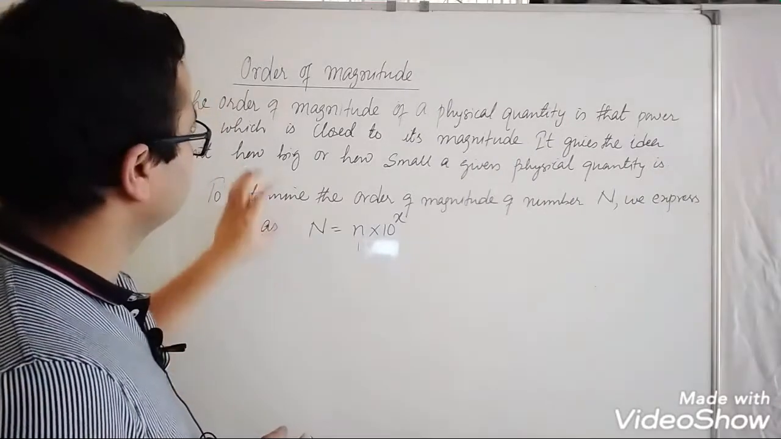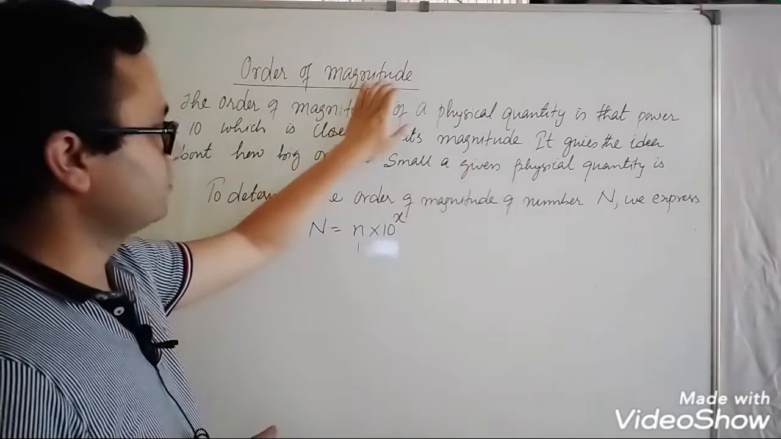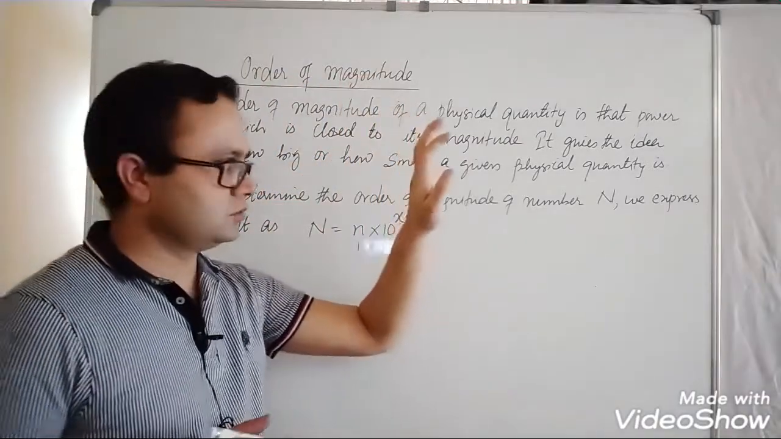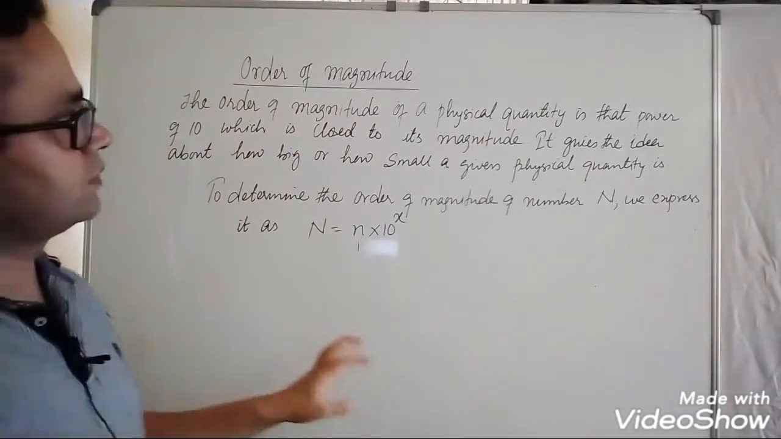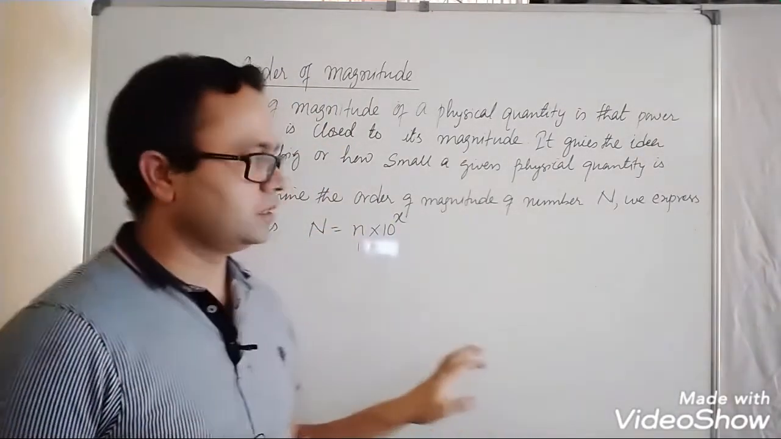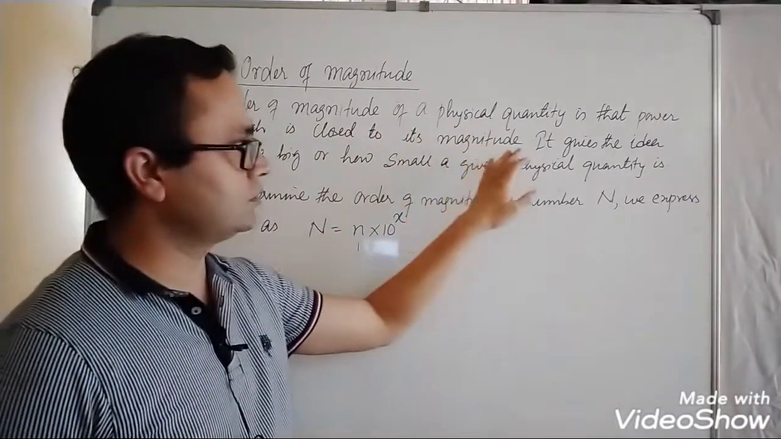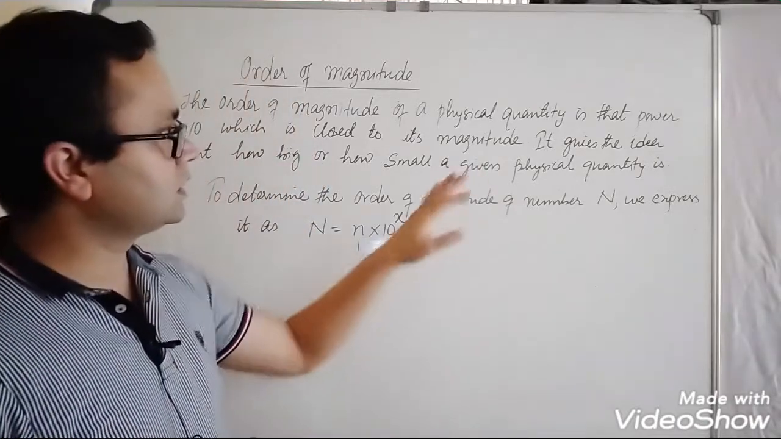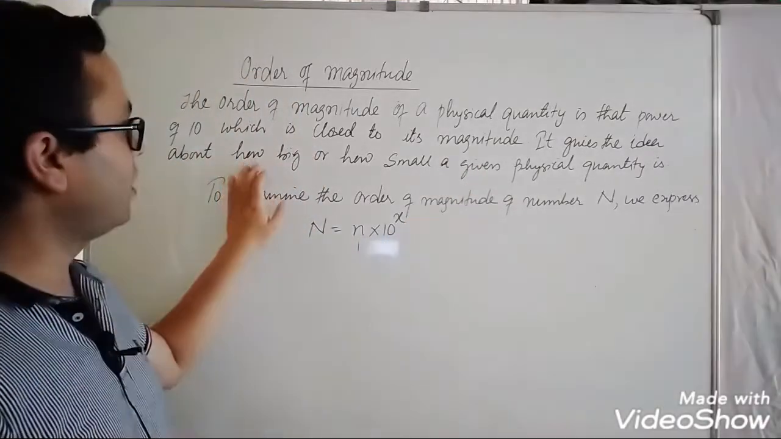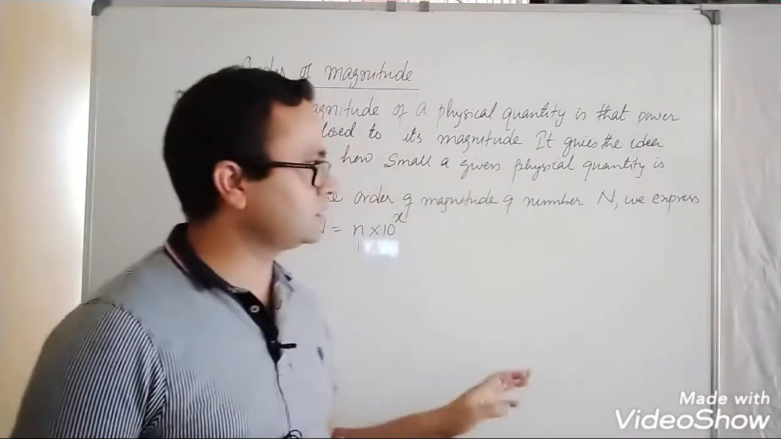Plus 11. Now we are talking about the order of magnitude. So what is the order of magnitude? The order of magnitude of a physical quantity is the power of 10 which is closest to its magnitude. It gives an idea about how big or how small a given physical quantity is.